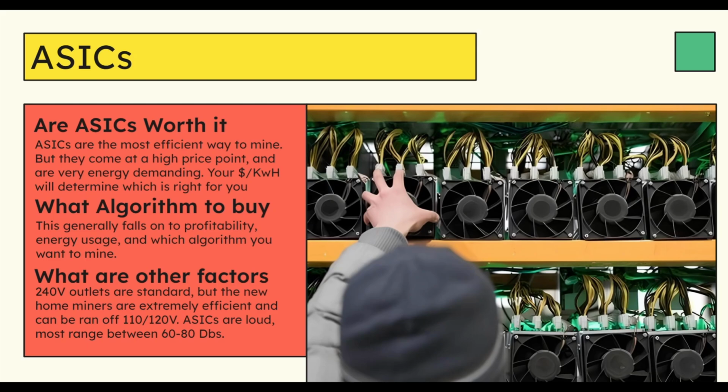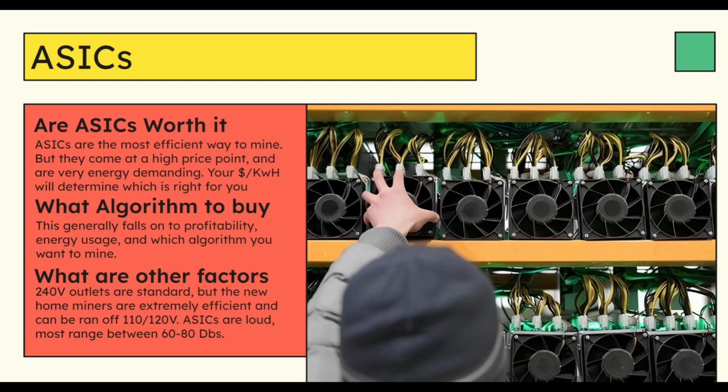And are ASICs worth it? The short answer to that is yes. In pretty much every case, if you're buying the latest and greatest ASIC, it is going to be profitable. Now, some of them are $15,000, some of them are $2,000. Some of them cost $400 in electricity to run, some of them cost $50 in electricity to run. And it all depends on your price per kilowatt hour and what is right for you.